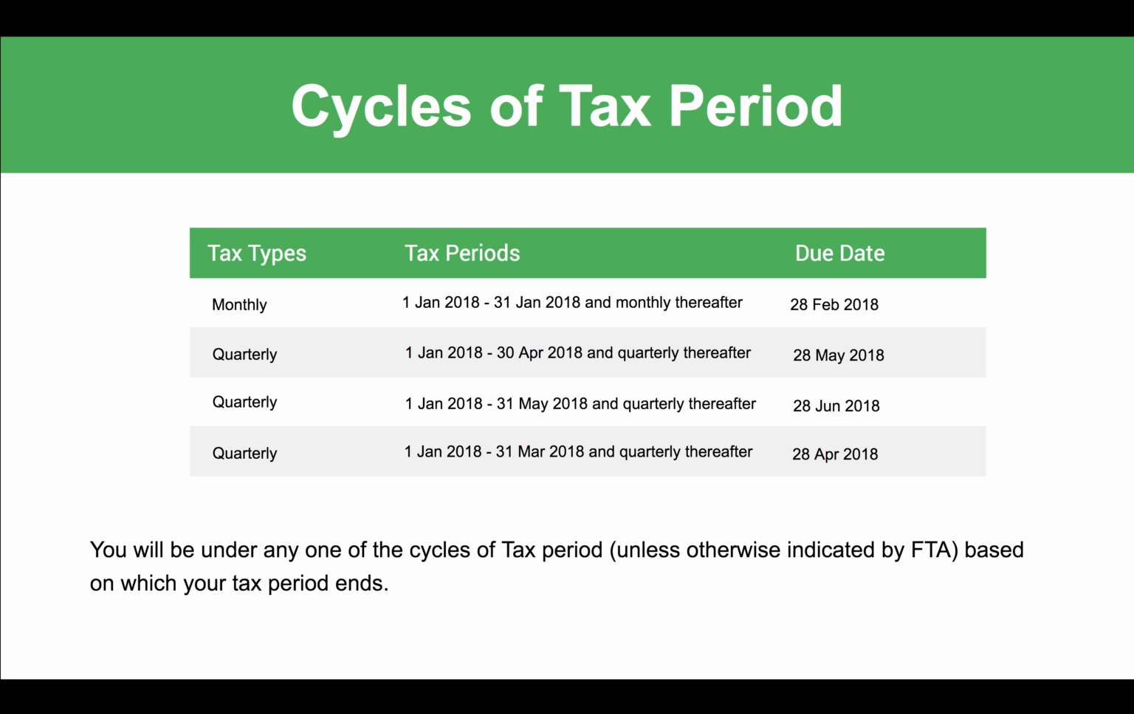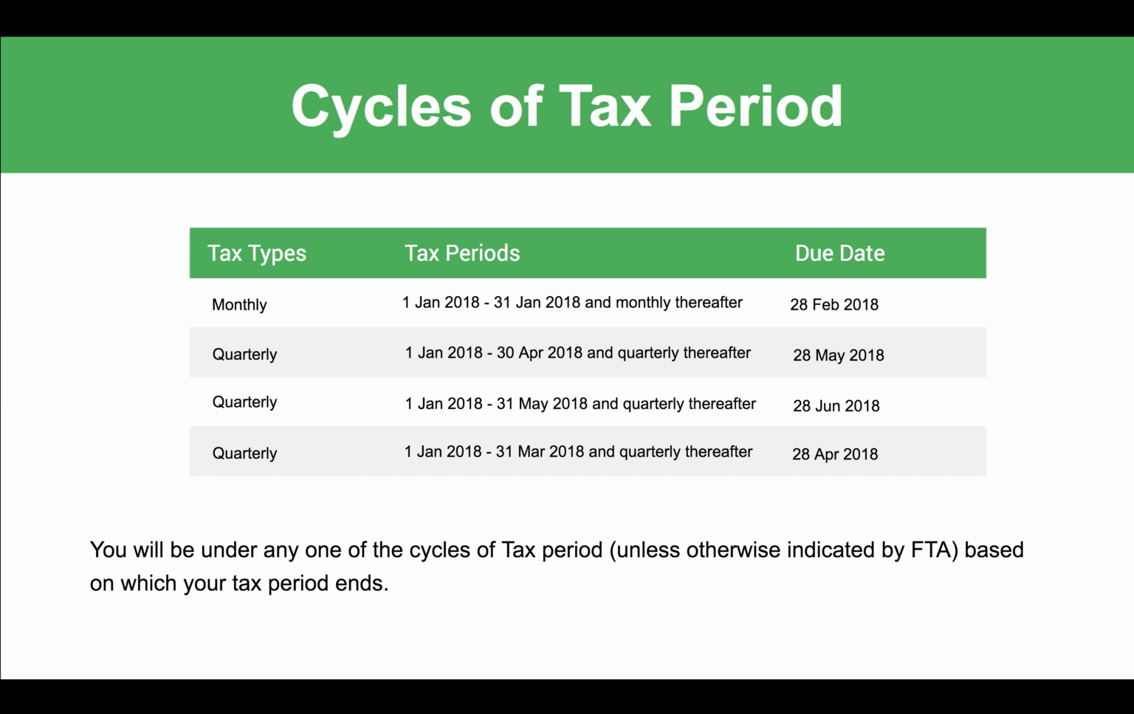So as I said earlier, this is the cycle of tax period. If you're registered under the monthly basis, the first tax period will be from Jan 1st, 2018 to Jan 31st, 2018 and monthly thereafter. The corresponding due date would be 28 February 2018. Next is quarterly. If you are registered under the tax period of Jan 1st, 2018 to April 30th, 2018, the due date would be 28 May 2018 and the next tax return period would be quarterly thereafter.